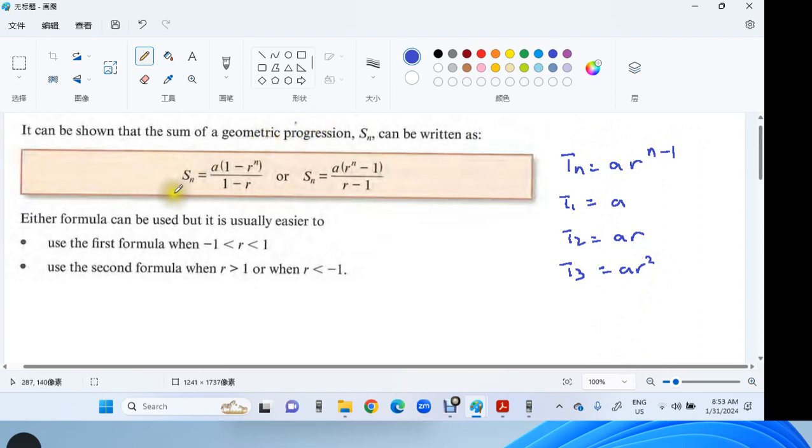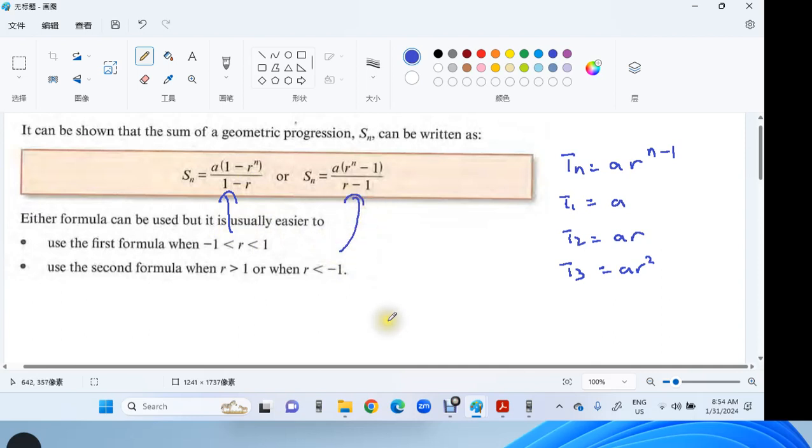Now I want to show you the Sn formula. We have two. That is Sn equals a(1 minus r to the power n) over 1 minus r, or Sn equals a(r to the power n minus 1) over r minus 1. For the case that r is between -1 and 1, we will use the first case. Other than that, we use the second case.